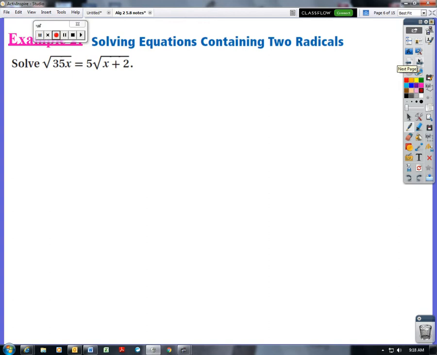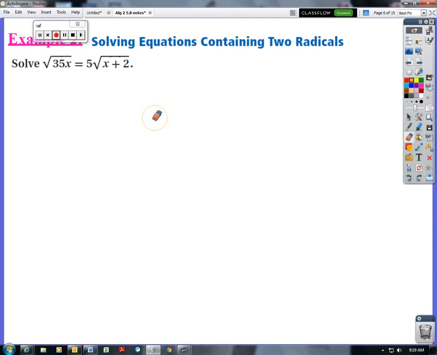Now, second type of problem. We have radicals on both sides. As long as you have one radical equals another radical, as opposed to a radical equals the sum of radicals, which is harder, we're not going to do that right now at least. So, we're not doing that.